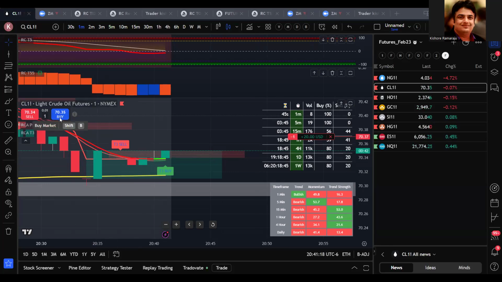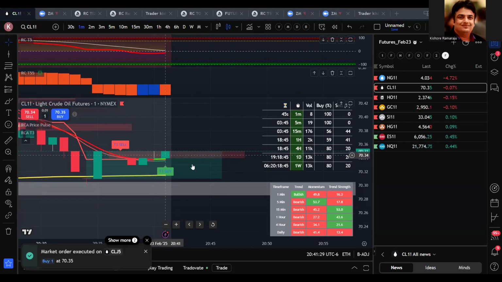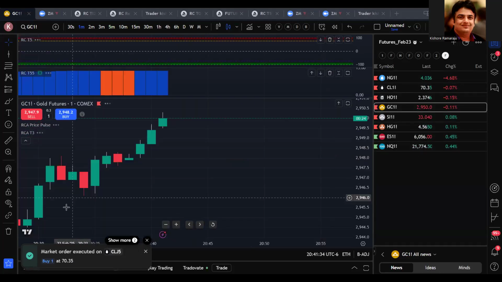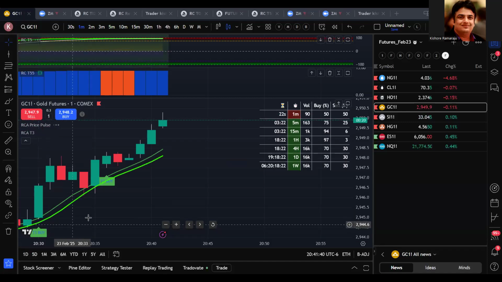If I want, I can just take a buy because I got a T3 buy, I can close it. But again, it can drop further, but I just want to show you different examples. Now I'm waiting for a big drop on silver and gold. We got a T3 buy.